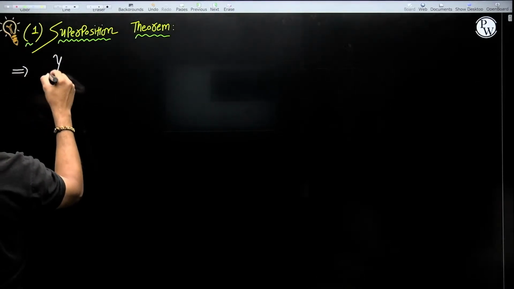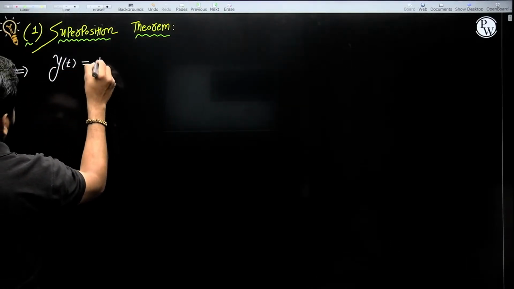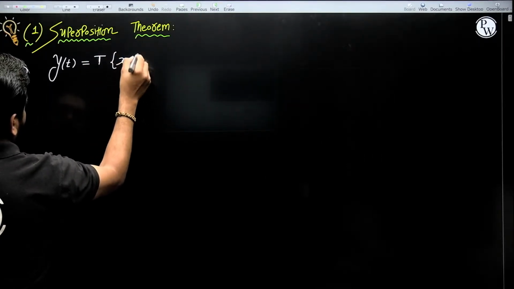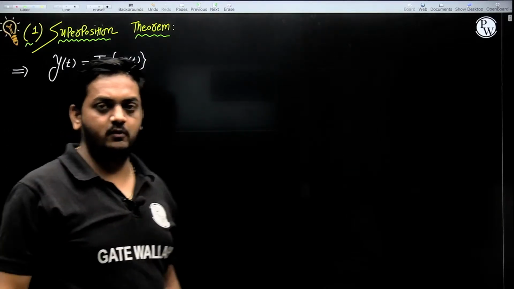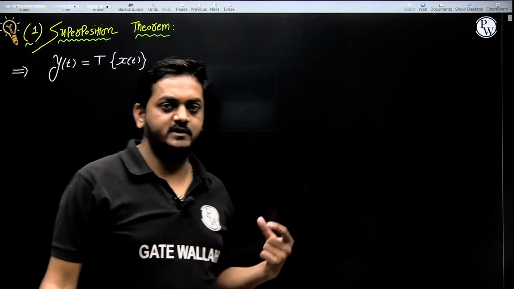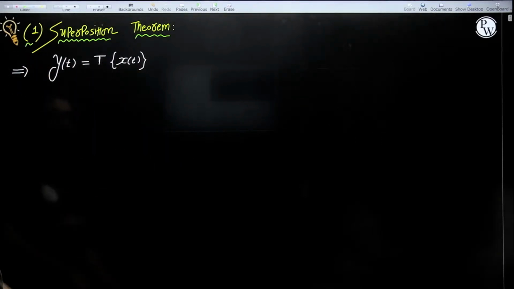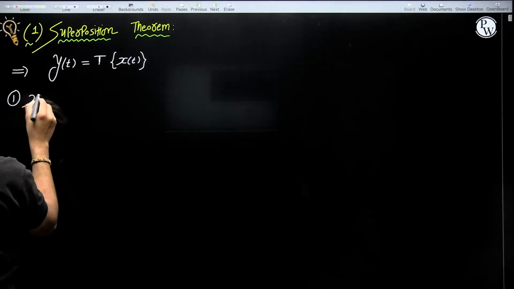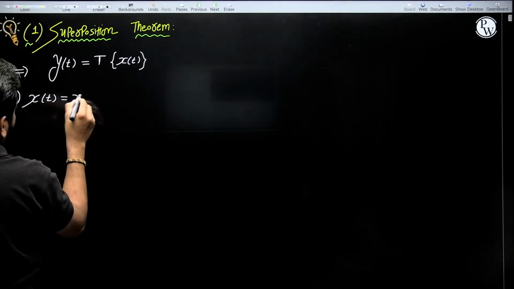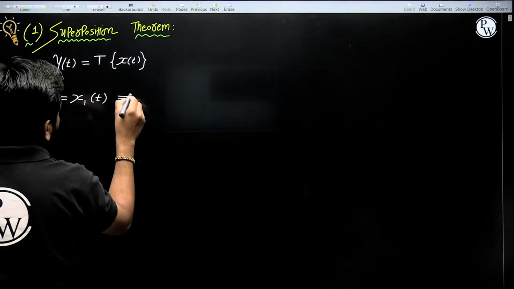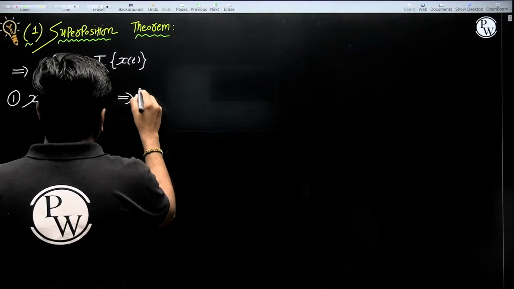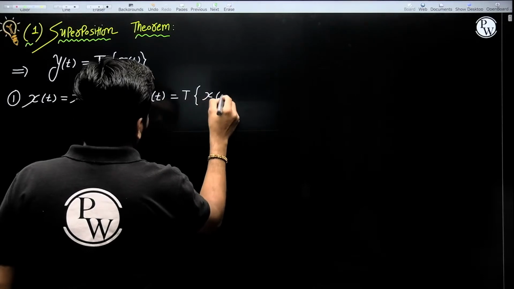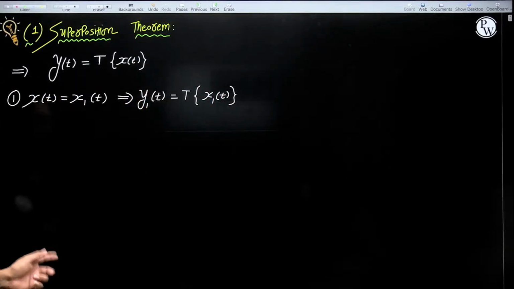So let us consider the system y of t equal to transformation of x of t. First you give input x1 of t: everywhere on the right hand side replace x of t with x1 of t, and find the response due to x1 of t. So y1 of t is the response due to x1 of t. First we find the individual response.